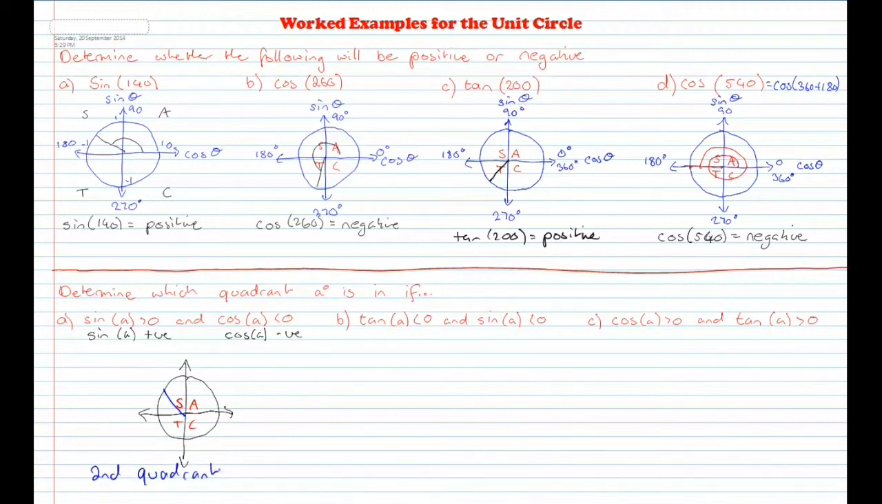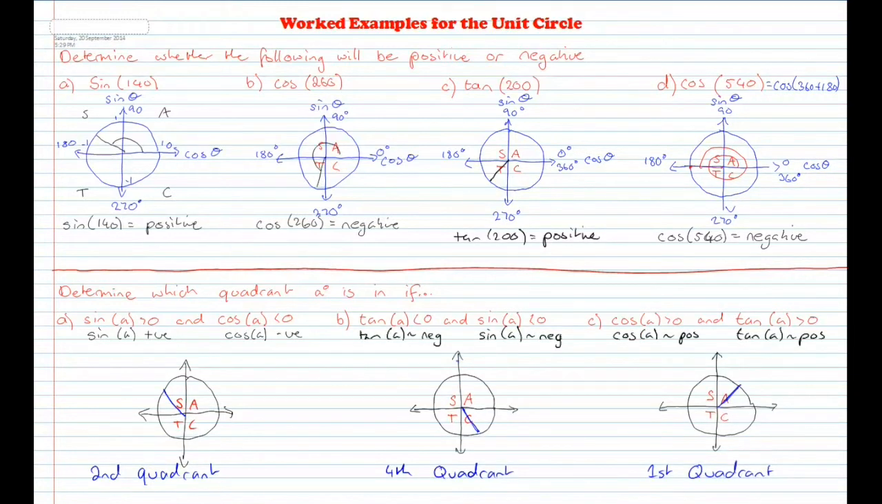Now what I want you to do is actually press pause and attempt the last two questions. That is, find which quadrant A would be in if tan A is less than 0 and sine A is less than 0, and then for C, where cos A is greater than 0 and tan A is greater than 0. Right, so like I said, press pause, attempt the questions, and when you're done, press play so you can check your answers out against mine.